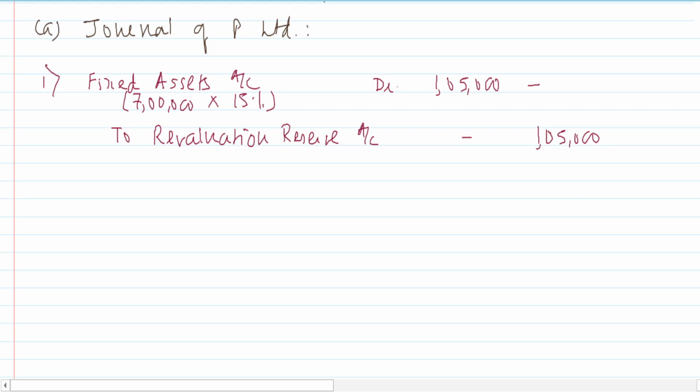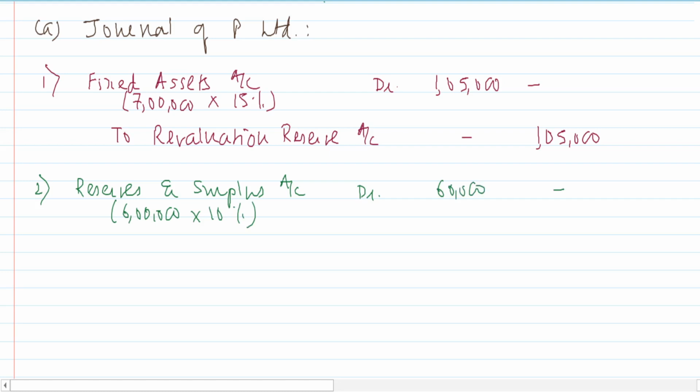We are paying equity dividend now. Reserves and surplus account debit. Our equity share capital is 6 lakhs and we are paying dividend at the rate of 10%. So 60,000. To equity dividend account, 60,000.